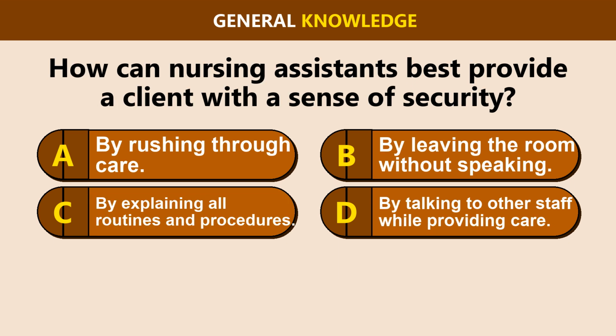Question 18. How can nursing assistants best provide a client with a sense of security? Option A, by rushing through care. Option B, by leaving the room without speaking. Option C, by explaining all routines and procedures. Option D, by talking to other staff while providing care.